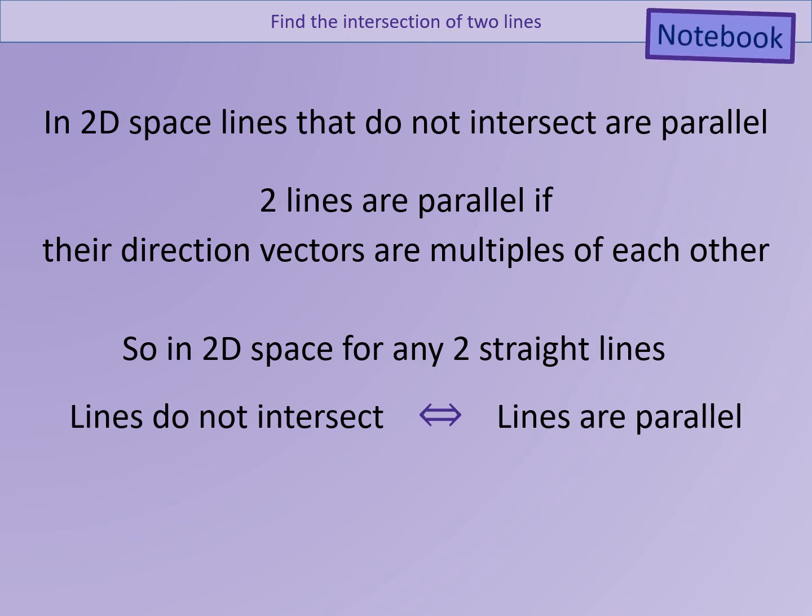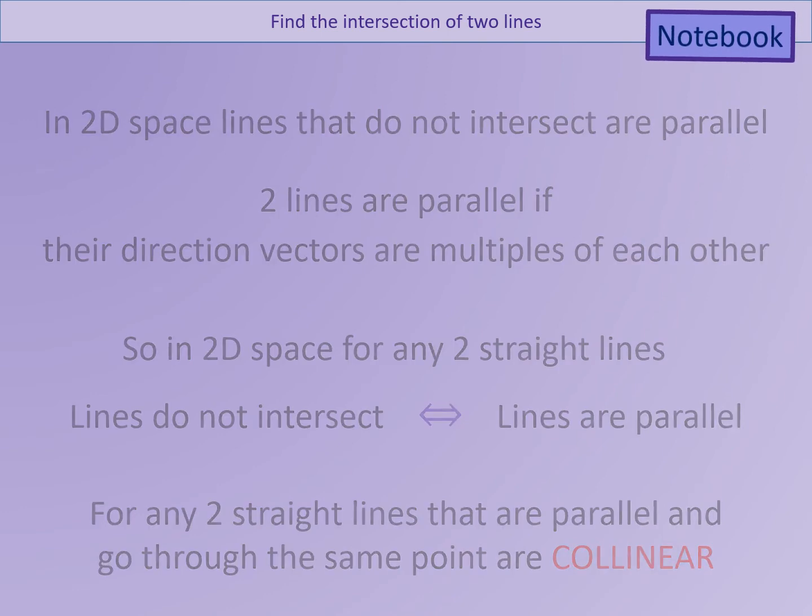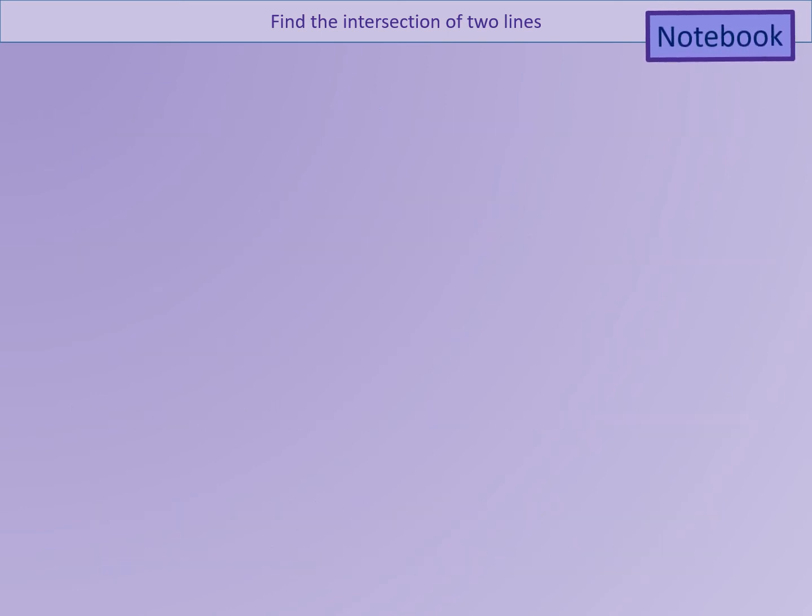Therefore, in 2-dimensional space, this implication works both ways. If two lines do not intersect, we can conclude they must be parallel, and if two lines are parallel, we can conclude that they will not intersect. If two straight lines are parallel, as in they have the same direction vector, but they also have a point in common, they go through the same point, we can conclude they must be collinear. In other words, they must be the same line.